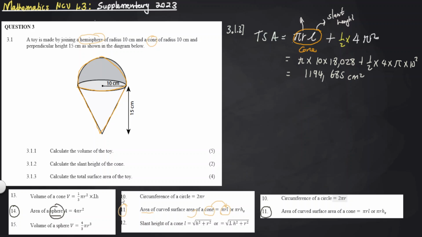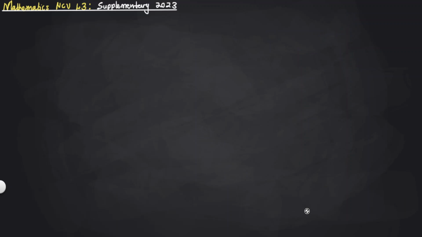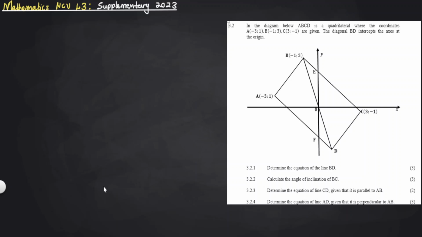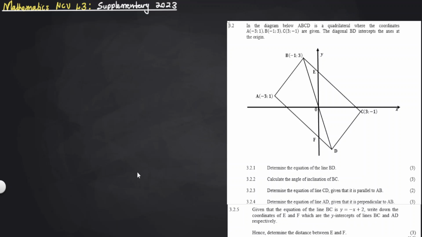Let me just clean up the board. Okay, let's bring up this question again. So we are on analytical geometry again now. 3.2, in the diagram below, ABCD is a quadrilateral where the coordinates A, B, C are given. D is not given. The diagonal BD intersects the x-axis at the origin, right here.